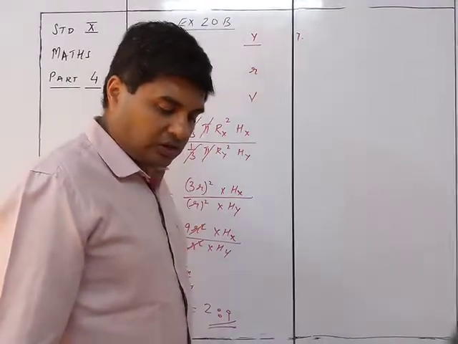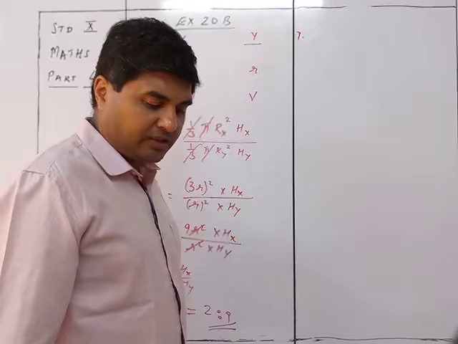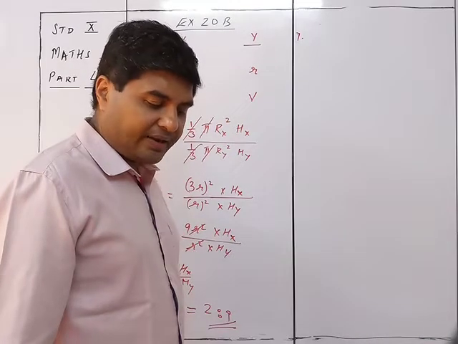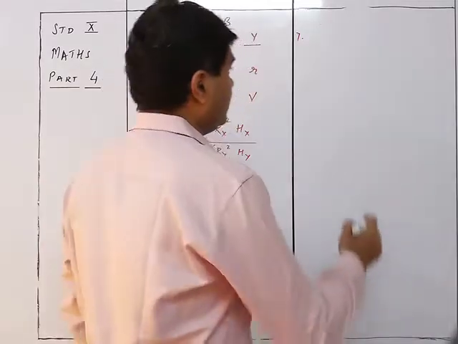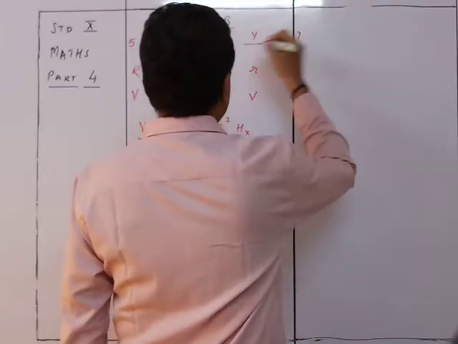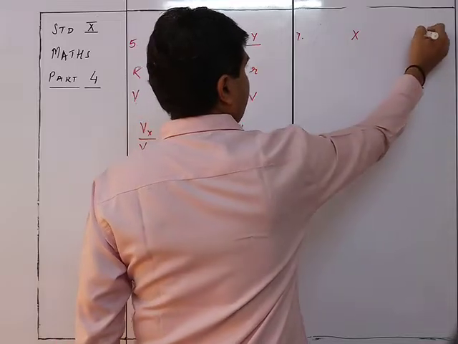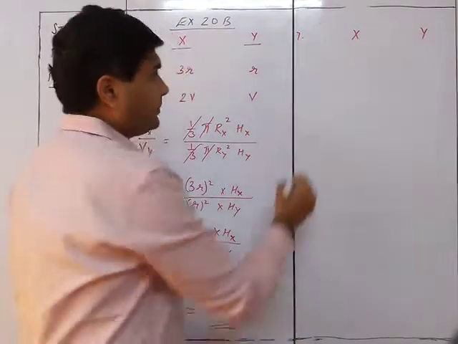There are two cones. The curved surface area of one is twice that of the other. The slant height of the latter is twice that of the former. Find the ratio of the radii. So again, we have got two cones. Let us take them as x and y only. X and y are the two cones.